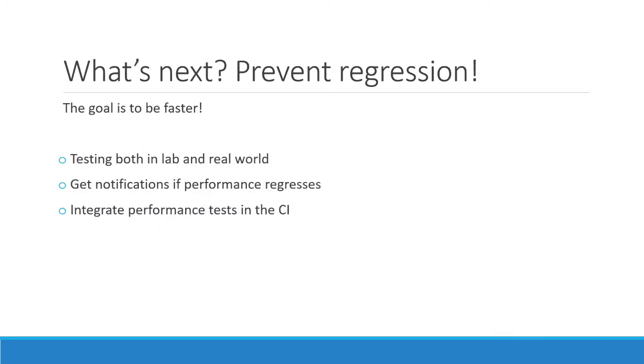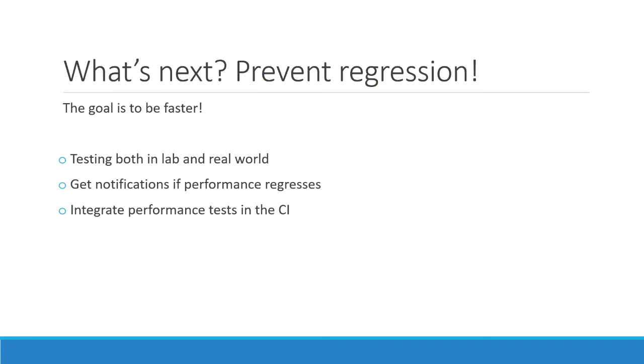Lastly, what comes next? After we identified what performance is, we measured performance, we sent the result to the user, we visualized it, we did some analysis. Well, the goal is to always be faster. Release after release, we always want to be faster and faster, especially in data-intensive applications. How can we achieve that?